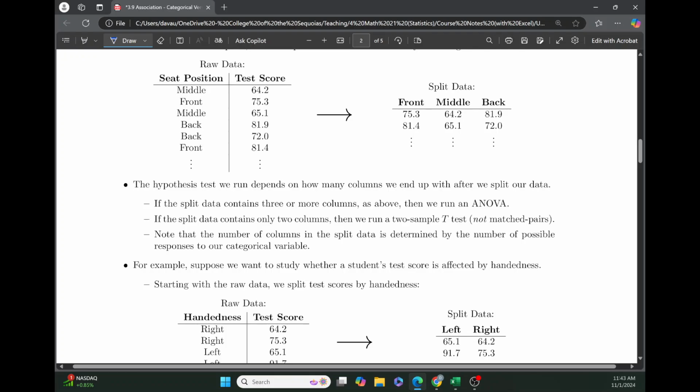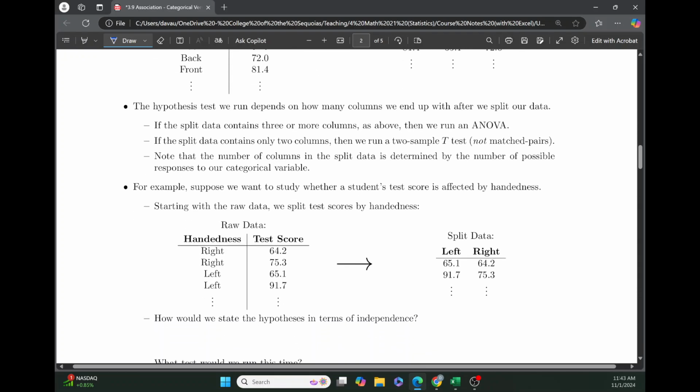Now, the hypothesis test we end up running depends on how many columns we end up with after we split our data. Here we have 3 columns, which tells us we're comparing 3 means, so we should run an ANOVA. If the split data contains 3 or more columns, we'd run an ANOVA. But your categorical variable might only have 2 possible responses, in which case you'll end up with 2 columns, and it would not be appropriate to run an ANOVA when we're only comparing 2 means, right?